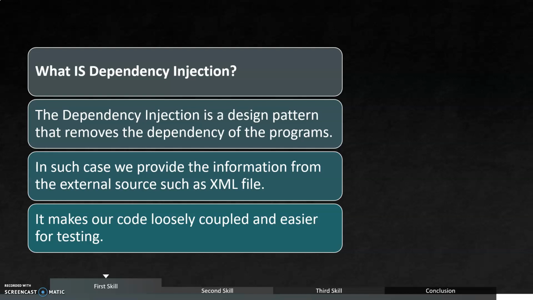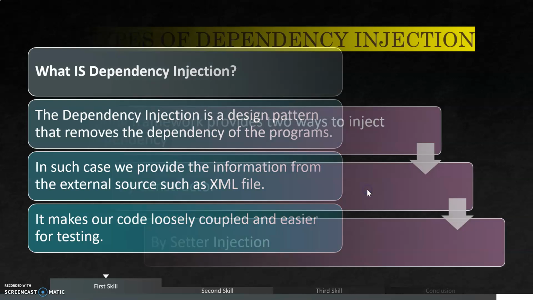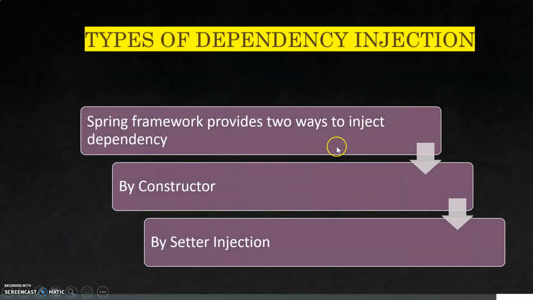Let's see how many ways we can inject our dependency. There are two ways to inject the dependency: by using a constructor and by using setter injection. So let's see what is constructor injection.